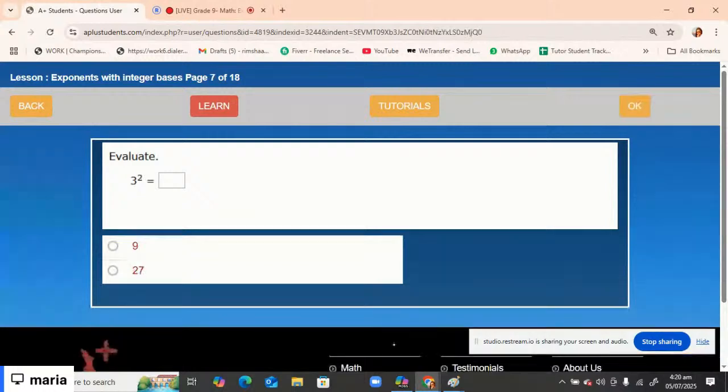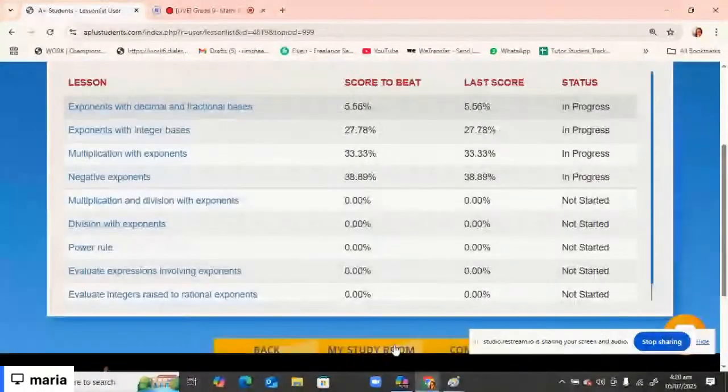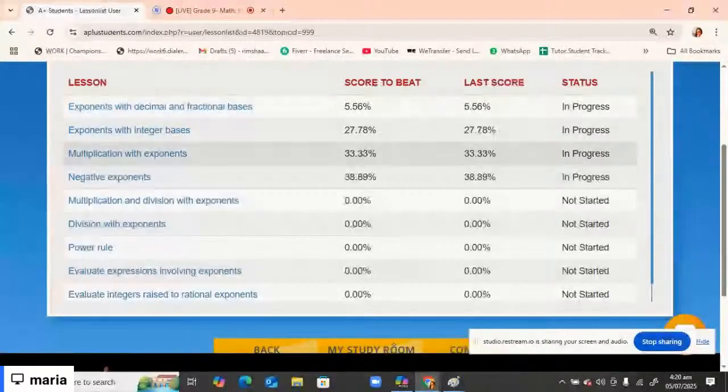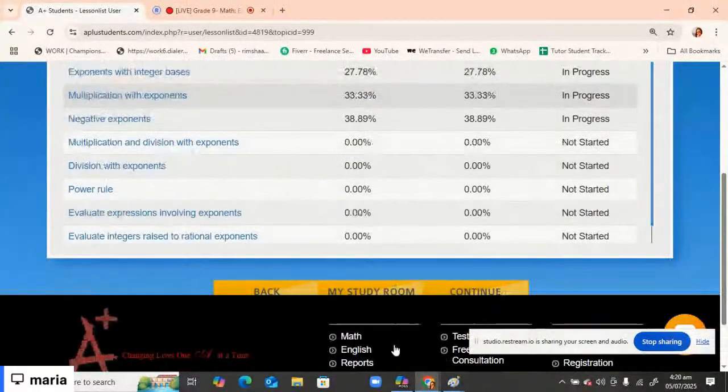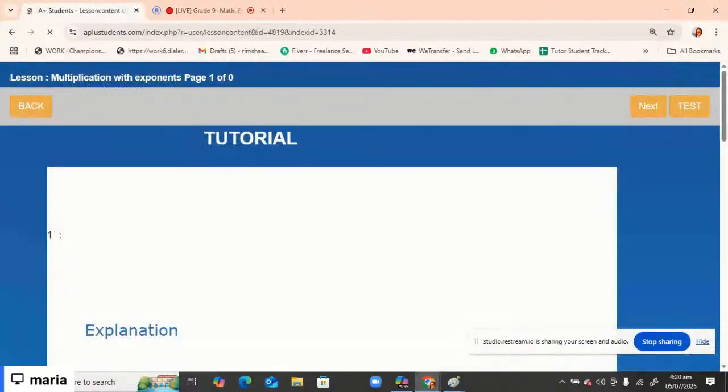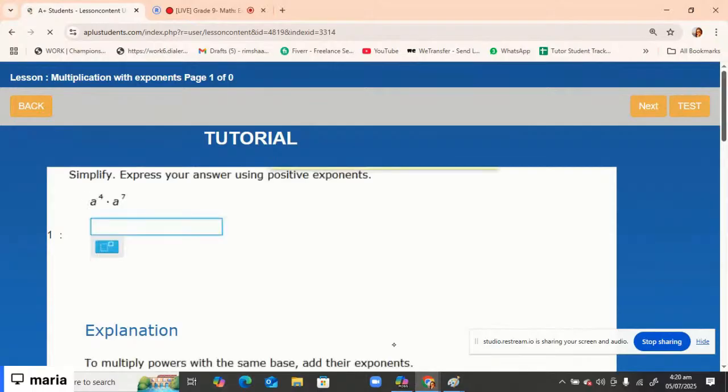Now you need to basically solve the rest of the test questions by yourself. Hope you guys understand this one. Multiplication with exponents. Let's do it. Let's start.